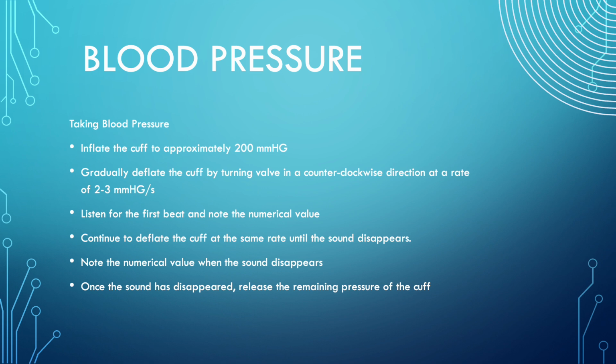When you're taking your blood pressure, you want to listen for the first beat and note the numerical value on the dial when that beat occurred. Continue to deflate the cuff at the same rate until those sounds disappear, and then note the value when the sound disappeared. Once that sound has disappeared, you can release the rest of the air. So that first sound, when the sound appeared, is going to be your systolic measure, and that number where the sound disappears is your diastolic measure.